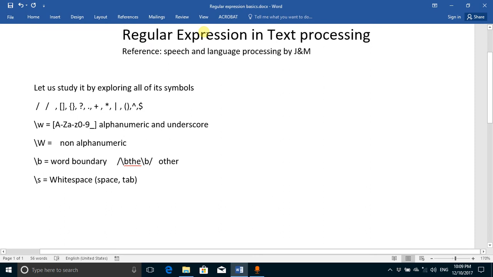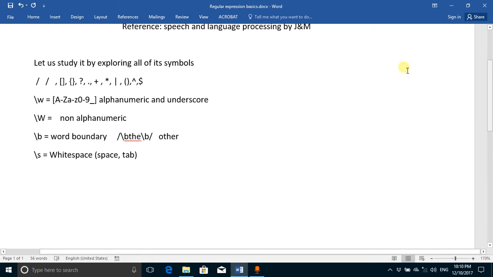Today we are going to discuss regular expressions in text processing. Regular expressions are very handy and very useful while processing any text. They can be used in operations like search operations or replace operations. So regular expressions actually save a lot of coding time, and let's start with a little introduction about regular expressions. These are the basic symbols of regular expressions, and we study them one by one.